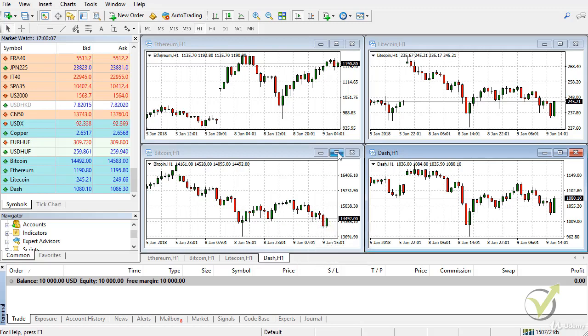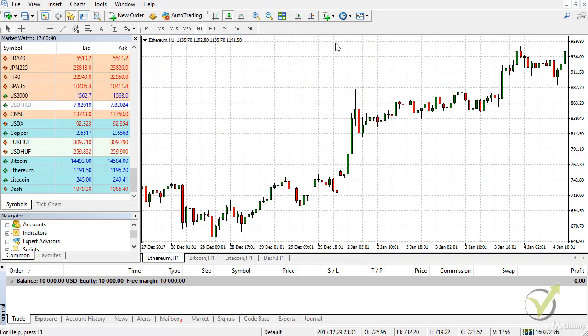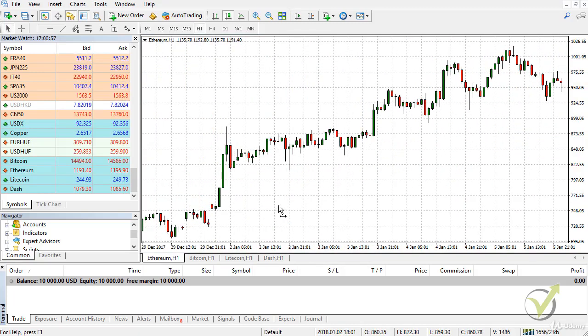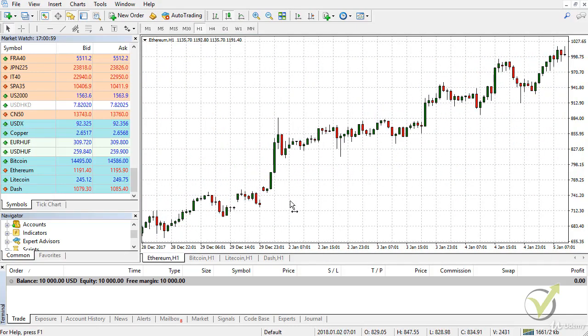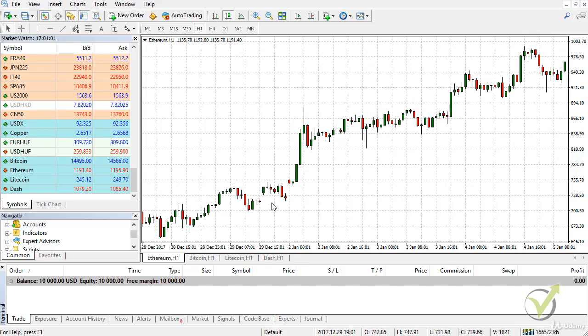And what is it to be a cryptocurrency trader? Let's go, for example, to the Ethereum. So what is the idea of trading, guys? Basically the idea here is that we enter into the market and we exit quickly with profits. Okay, this is what we are aiming for.